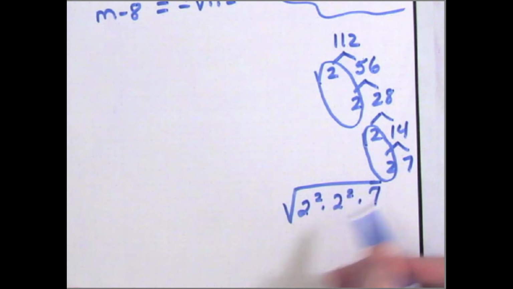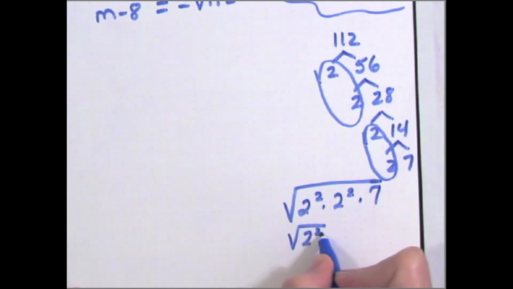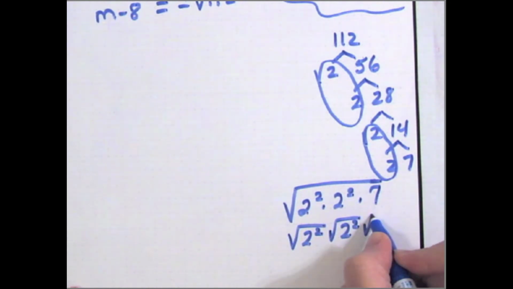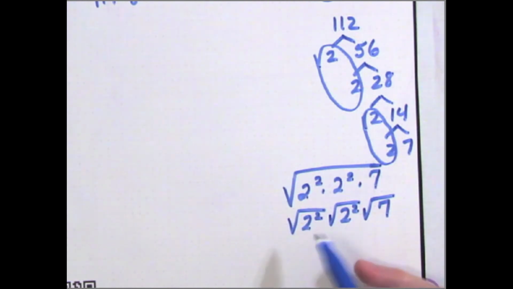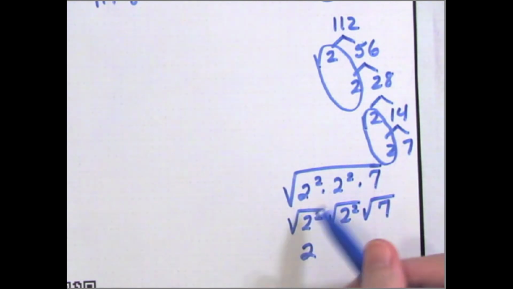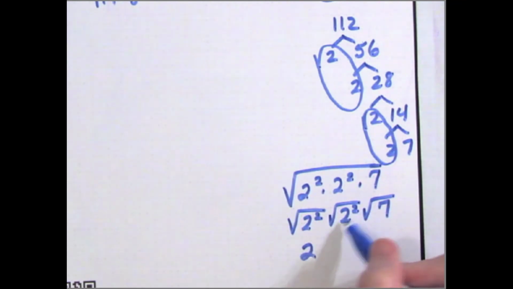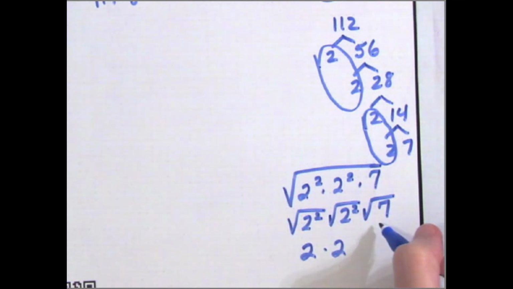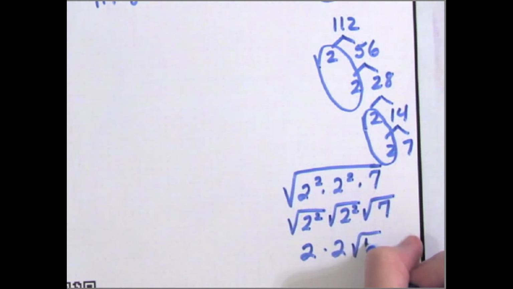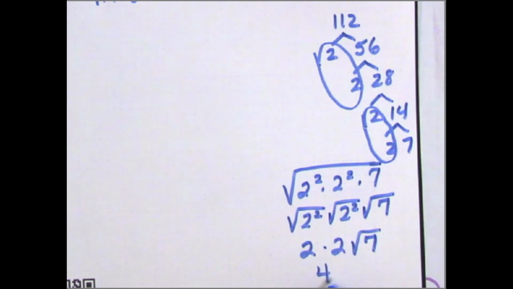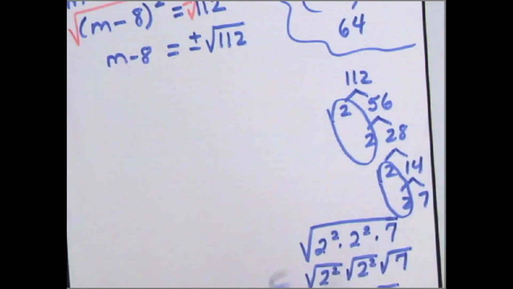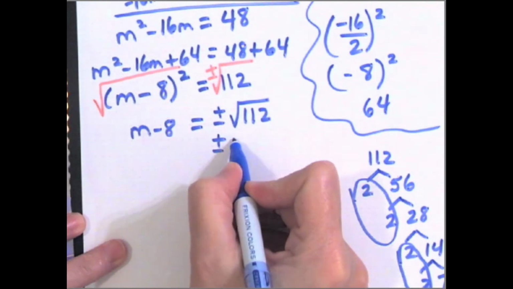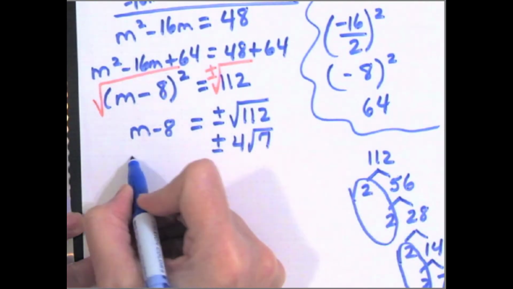Okay, we know by the product property we can take these apart. And this is a good idea if you get confused about what stays under the radical. Okay, so the square root of 2 squared, when your exponent and root are the same, that just falls out. So that's going to be 2. Because if you think about it another way, the square root of 4 is 2. Same thing here, square root of 4 is 2. Square root of 7 is a decimal, so it has to stay under the radical. And then 2 times 2 is 4. So we've got 4 square root of 7, and that's the same thing as the square root of 112. So we're going to replace the square root of 112 with 4 square root of 7.